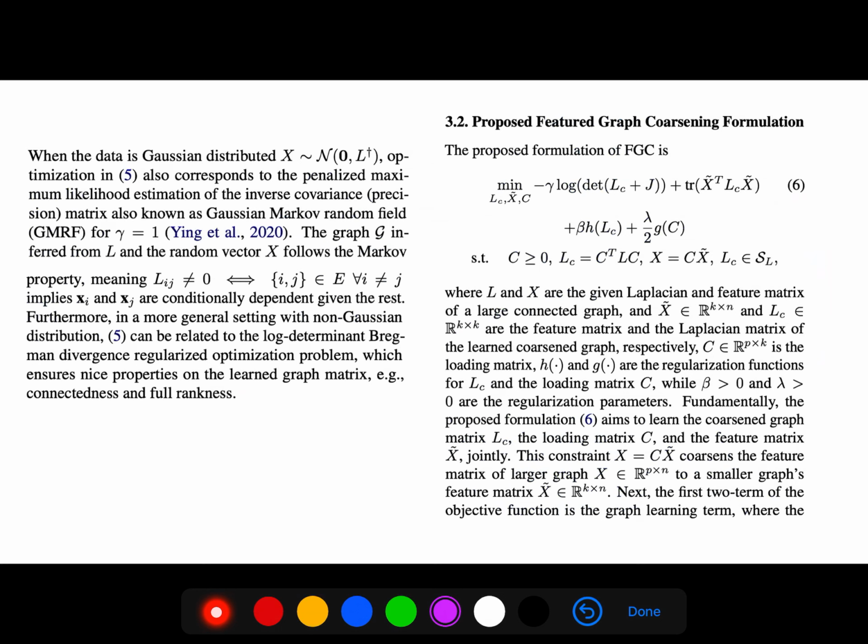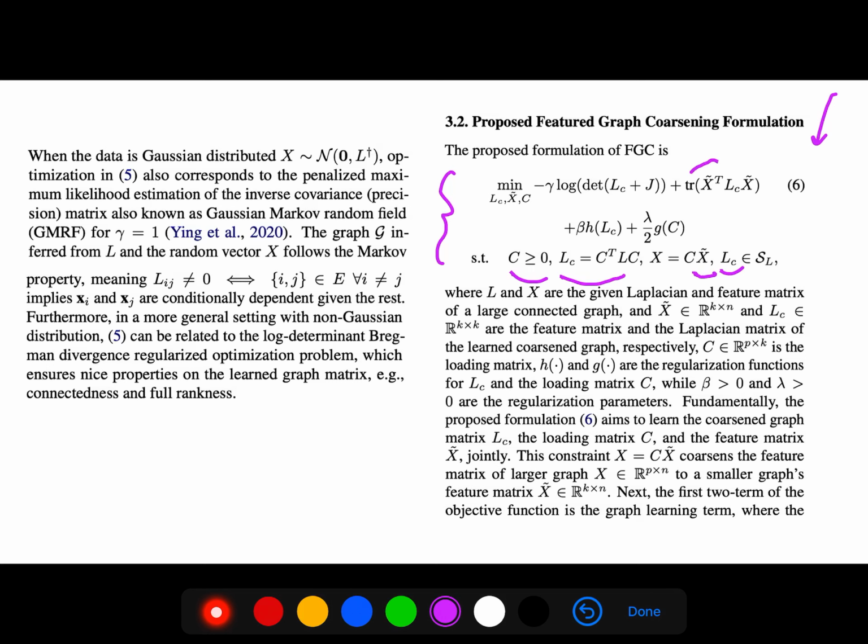And so the proposed method for coarsening is like this. We minimize this subject to C being greater than 0, and this is L sub C. L and X are the given Laplacian and the feature matrix of a large connected graph. But this X tilde and L sub C are the feature matrix and Laplacian of the learned coarsened graph.